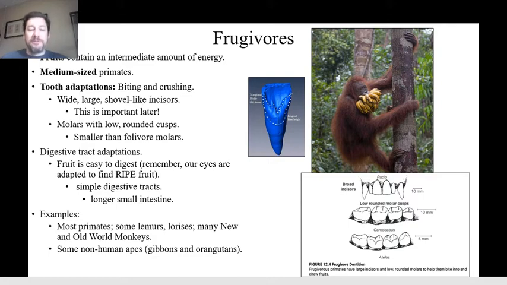So who eats fruit? Who's a frugivore? Most primates are frugivores to some extent. Some lemurs and lorises, remember that lemurs especially fill all different kinds of niches. Many New World and Old World monkeys mostly eat fruit, and they're often very specialized even to certain kinds of fruit. So you might have multiple species of monkey in one area that are able to get along because they focus on different kinds of fruit for their diets. And then some of the non-human apes, so gibbons and orangutans, both eat quite a lot of fruit. They're larger than most New World monkeys, but smaller than chimpanzees and gorillas.